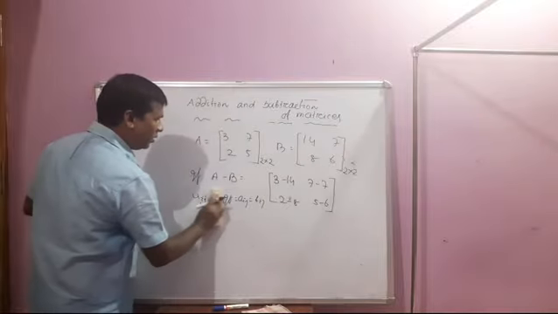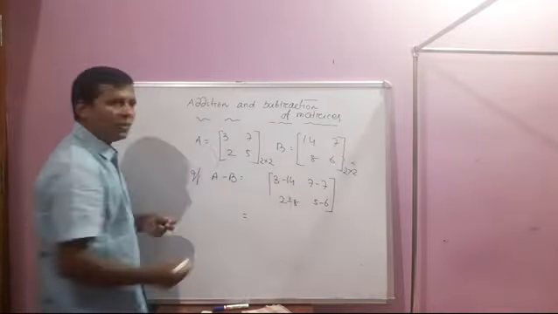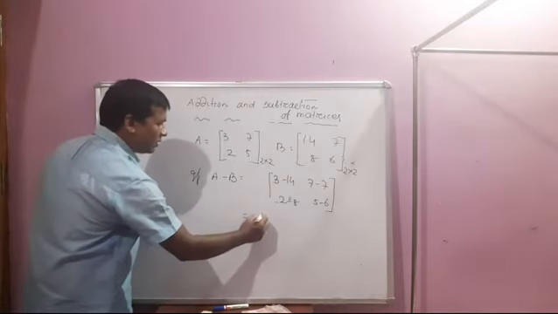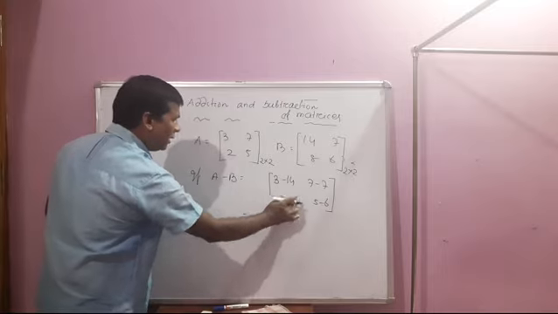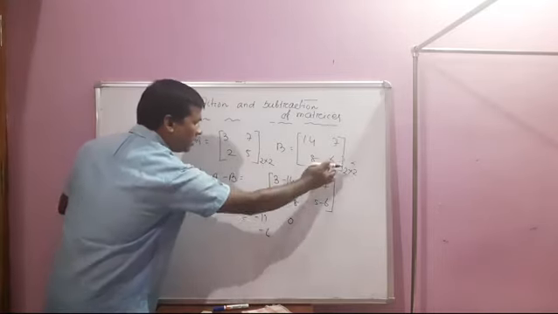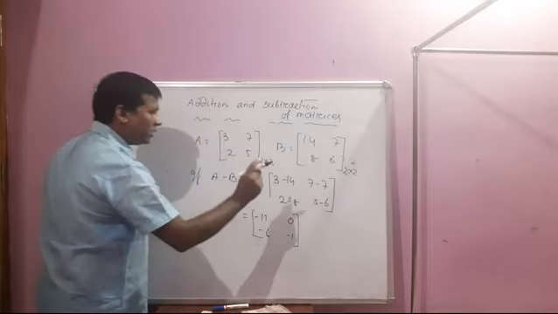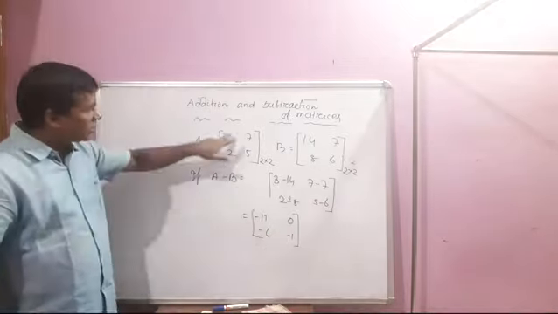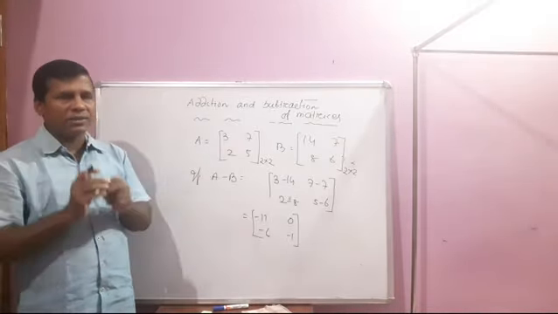This is equal to A minus B. That is equal to 3 minus 14, dear students, which is minus 11. Then 7 minus 7 is 0. Then 2 minus 8 is minus 6. And 5 minus 6 is minus 1. This is your result, the subtraction of the two matrices.